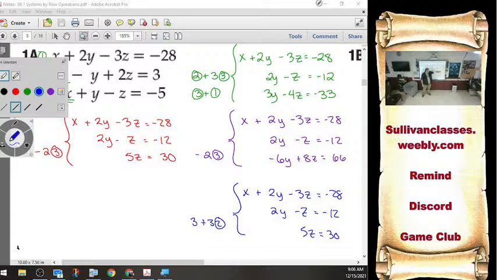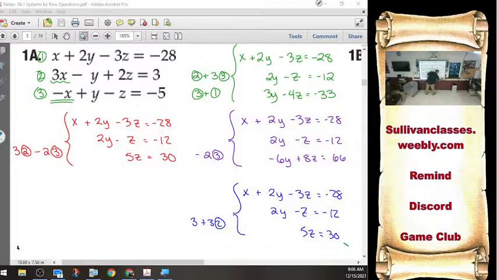3 of these is negative 3z. Yep. So either way, I have now reached z is 6. Add 6 to the other side. 2y is negative 6. Divide. Plug both of those in. Getting a negative 6 and a negative 18 is negative 24 is negative 4.